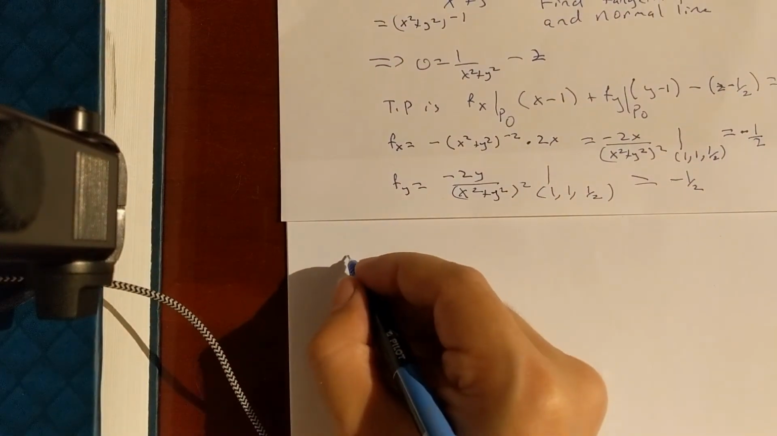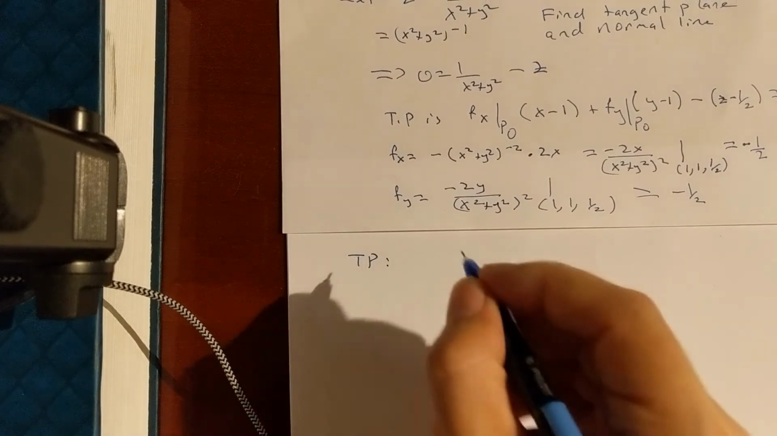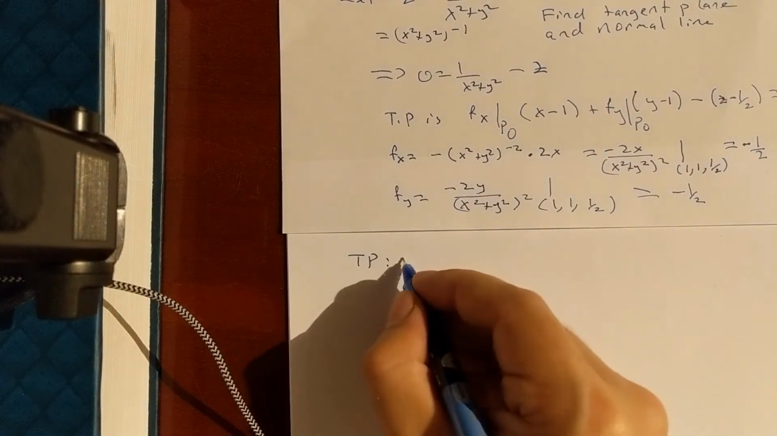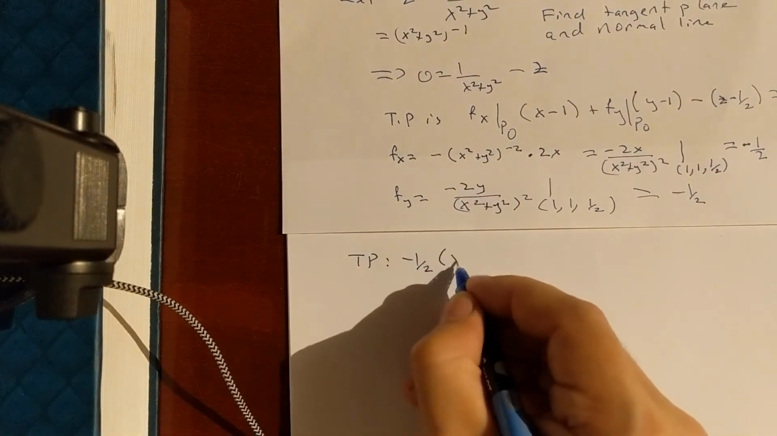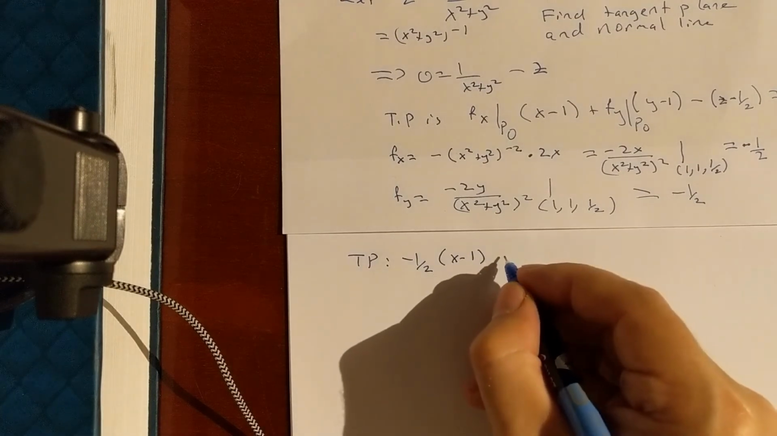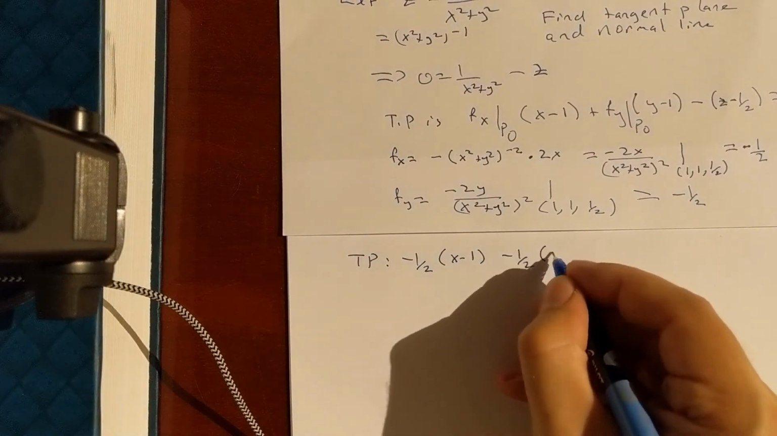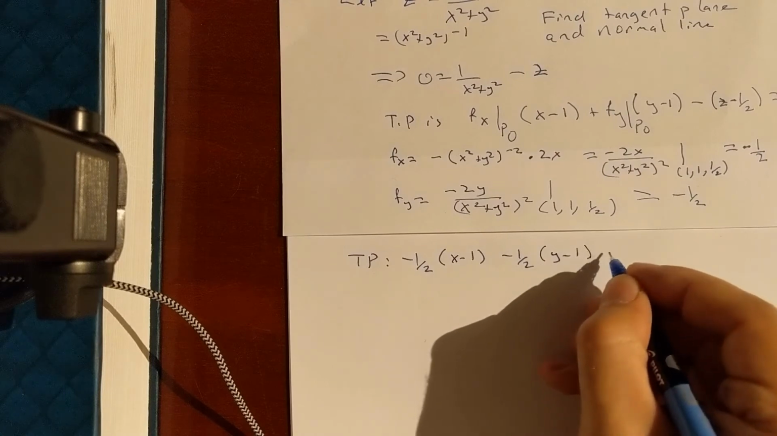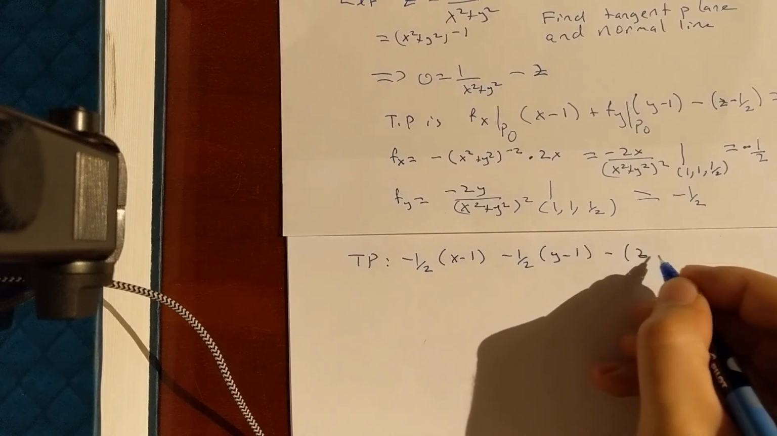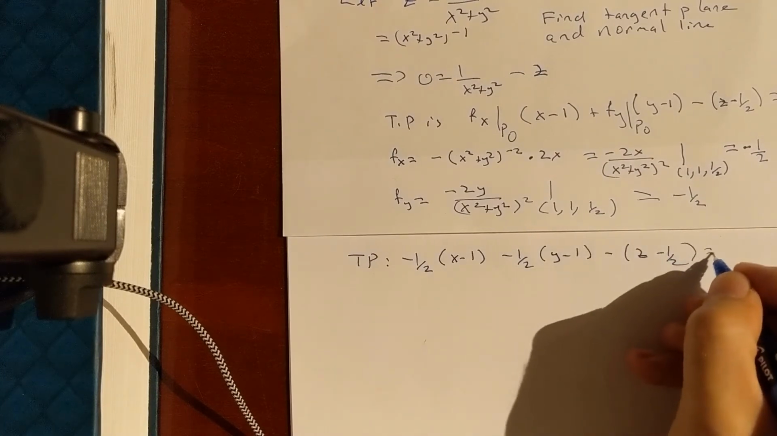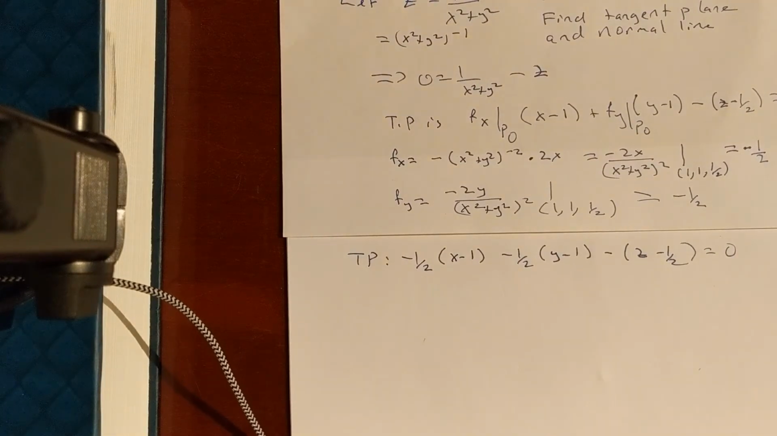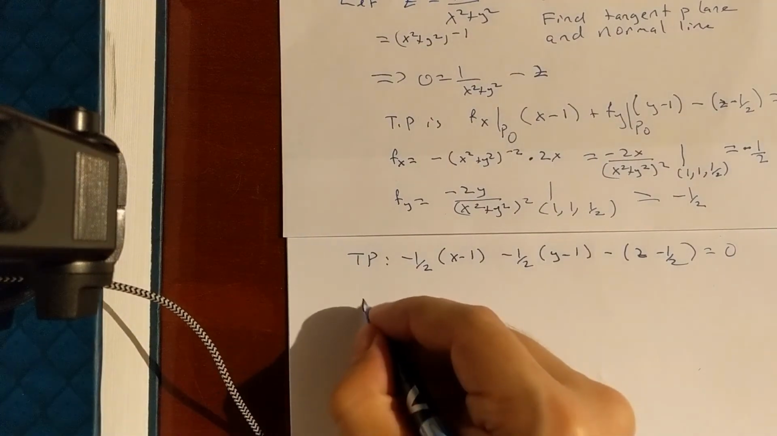So from here we get the tangent plane is going to be minus 1/2 times (x minus 1) minus 1/2 times (y minus 1) and minus (z minus 1/2) equals 0. That's going to be our tangent plane. What about the normal line?